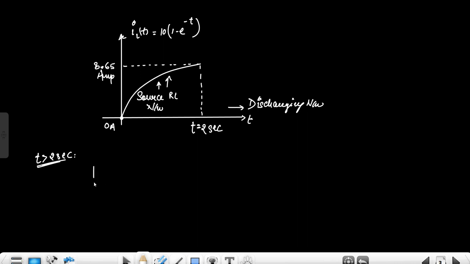The circuit will be simply this: the input is removed, so simply short circuiting the input, and here this is the resistor 1 ohm and this is the inductor, right? This is basically the circuit that remains, the discharging network for t greater than 2 seconds.